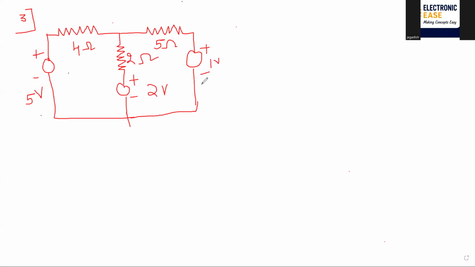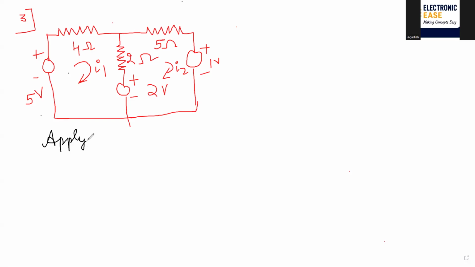So we need to determine the power by the 2 volt source. But here we don't know I1 and I2. So first we need to find out I1 and I2 using the mesh analysis. We will be assigning I1 and I2. So apply KVL for the mesh 1, children.